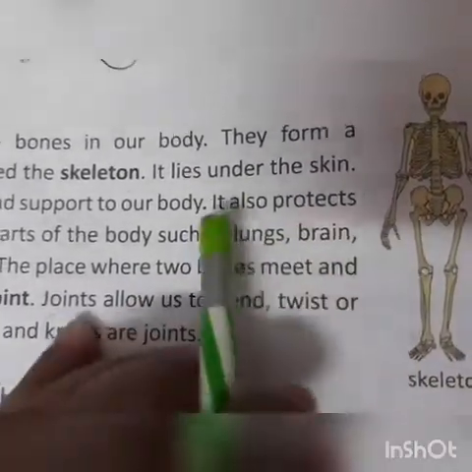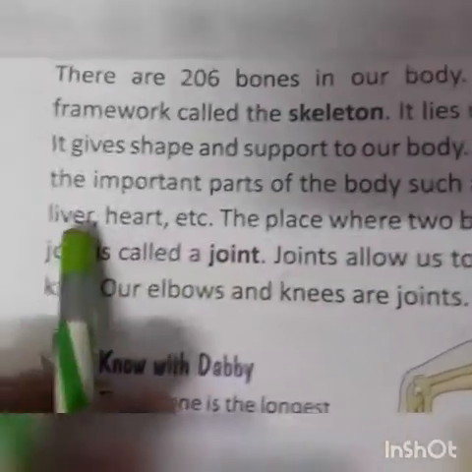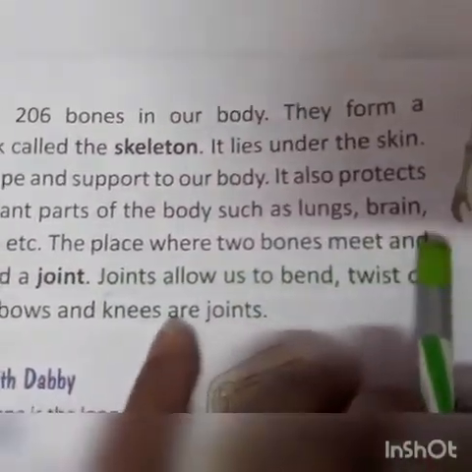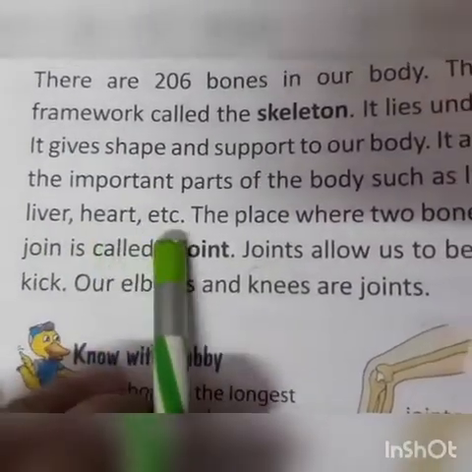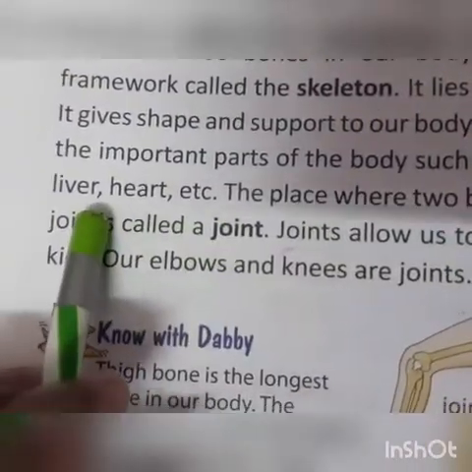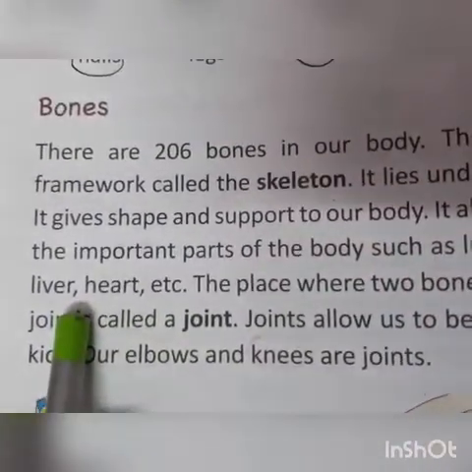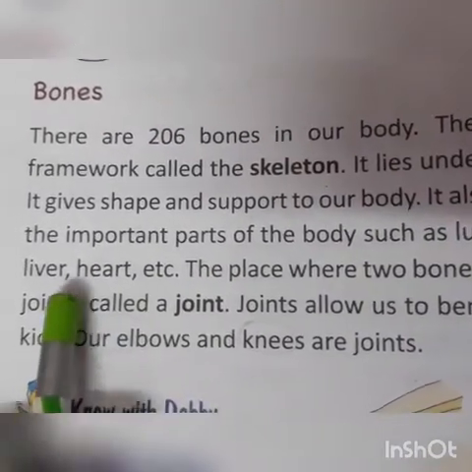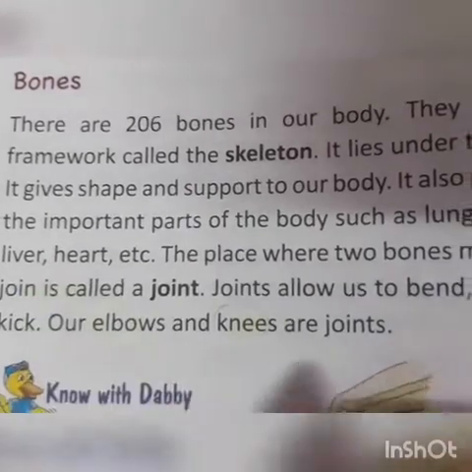we can move. It also protects the important parts of our body such as lungs, brain, liver, heart, etc. Now these are the parts of our body: lungs, brain, liver, heart. A few of them are given here. So the bones protect the parts of our body like the heart, liver and lungs and brain.